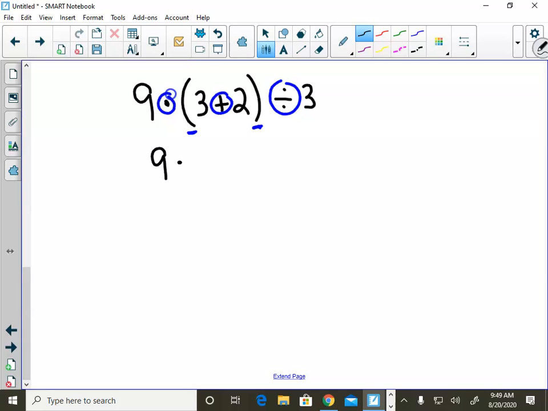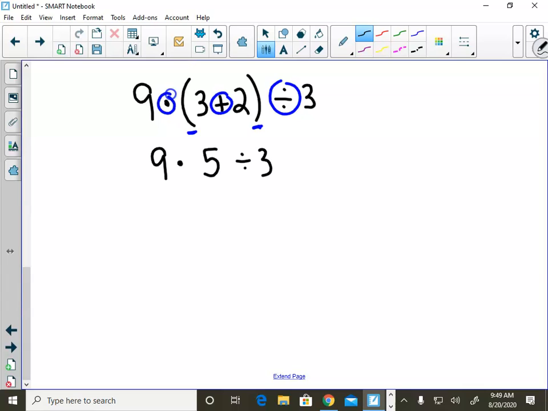So we have 9 times, and then we do what's in the parentheses. In the parentheses, we have 3 plus 2, which is 5. You'll notice I don't have to write the parentheses anymore because we've done everything that's in the parentheses. There's no more work to be done in the parentheses. And then we have divided by 3.